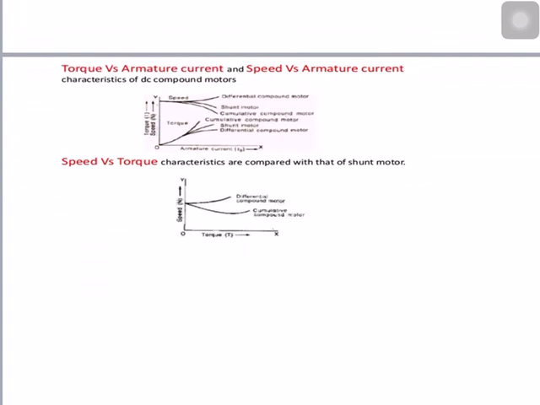And in differential compound motors, since the series flux opposes the shunt flux, the total flux decreases with increase in load. Due to this, the speed remains almost constant, or it may even increase slightly with increase in load. Differential compound motors are not commonly used, and they have limited applications in experimental and research work. Observe how the compound motor characteristics differ.